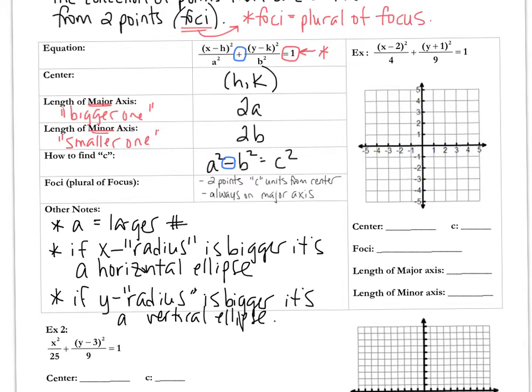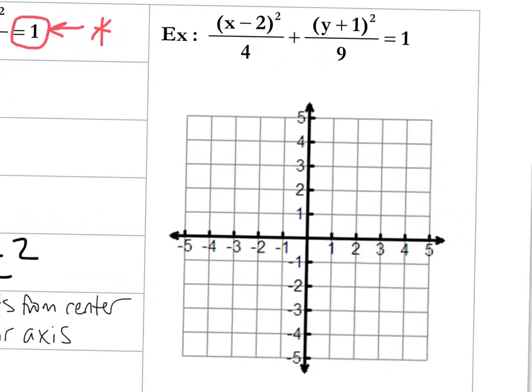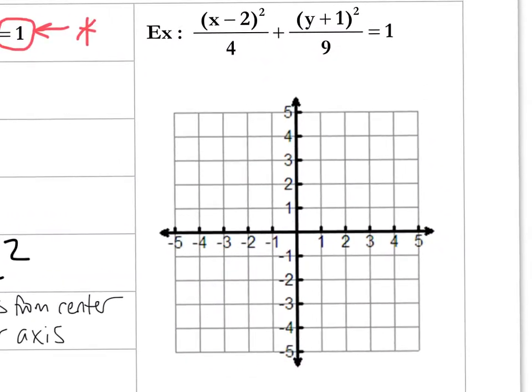So now that we've got all those pointers filled in, let's zoom over here to this first practice problem. It's actually very, very simple to graph an ellipse. So what I'm going to do is I'm going to start with my center. It's going to be positive 2, comma, negative 1, and that's just h, comma, k, exactly like it is for a circle.